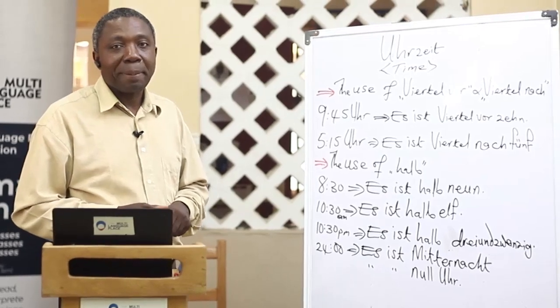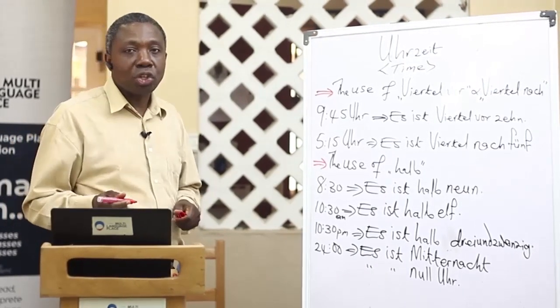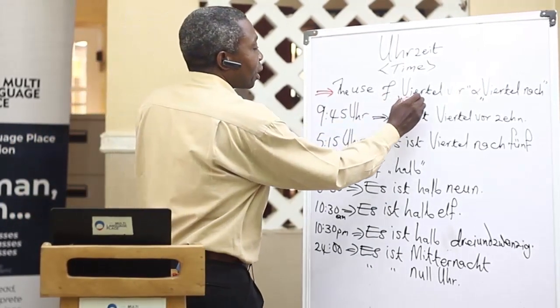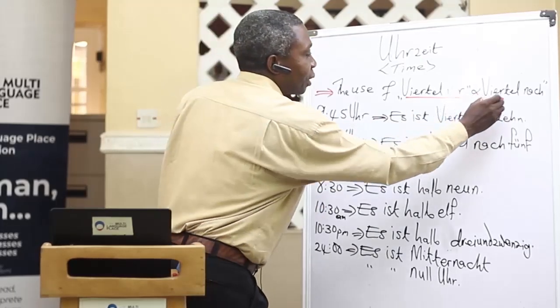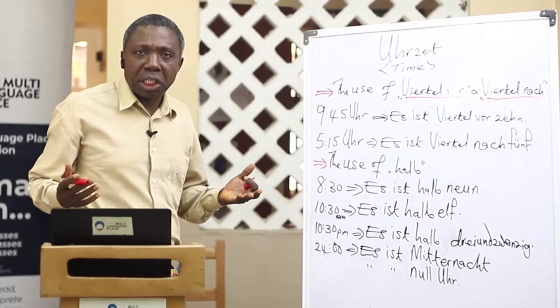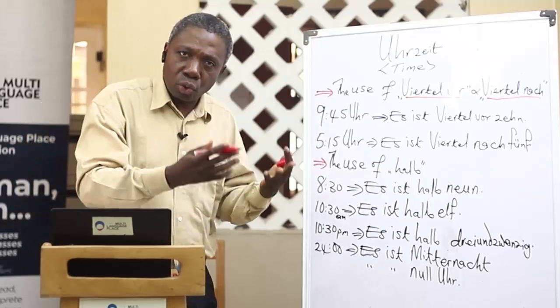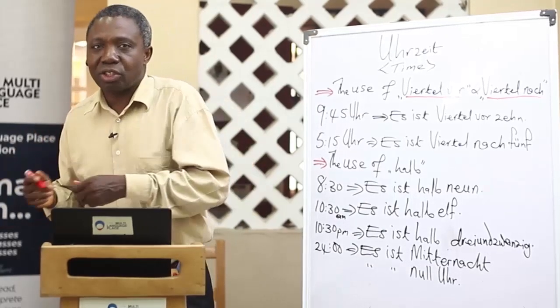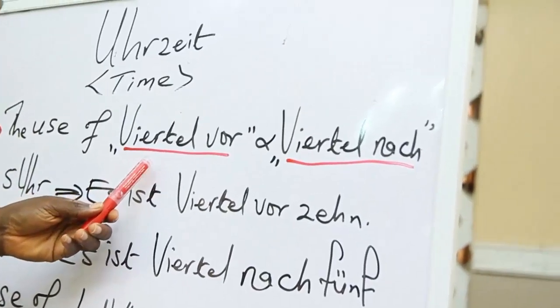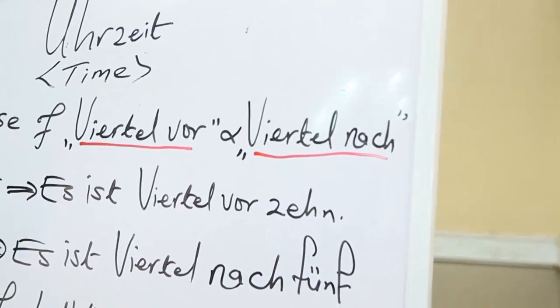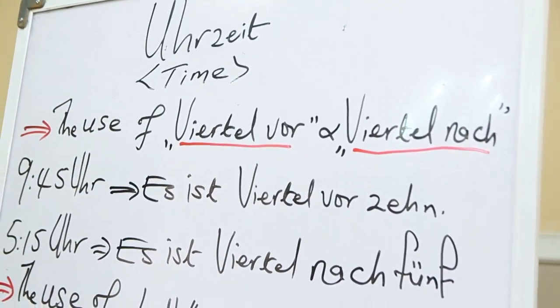Okay, now we want to talk about the use of Viertel vor and Viertel nach. Just like in English, we have a quarter to and a quarter past. So we have it in German too. This is quarter to, Viertel vor. And this is quarter past, Viertel nach.